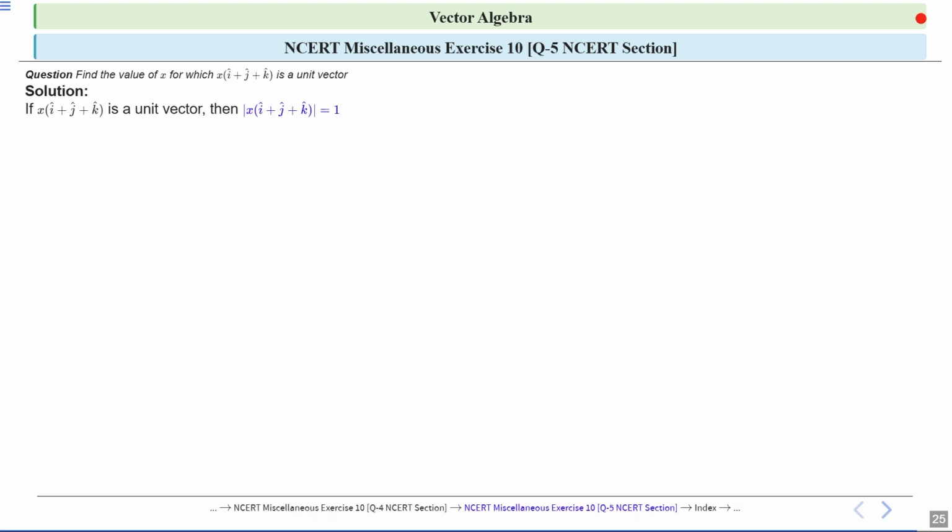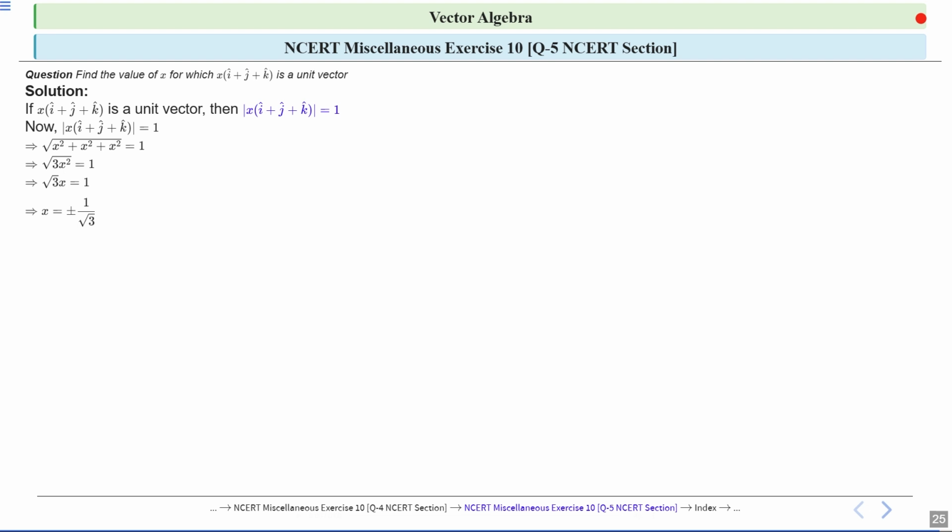Okay, so if x times i cap plus j cap plus k cap is a unit vector, then magnitude of x times i cap plus j cap plus k cap will be equal to 1, isn't it? So root over x square plus x square plus x square will be equal to 1, right? So root over 3x square will be equal to 1, so root 3 x will be equal to 1, right?